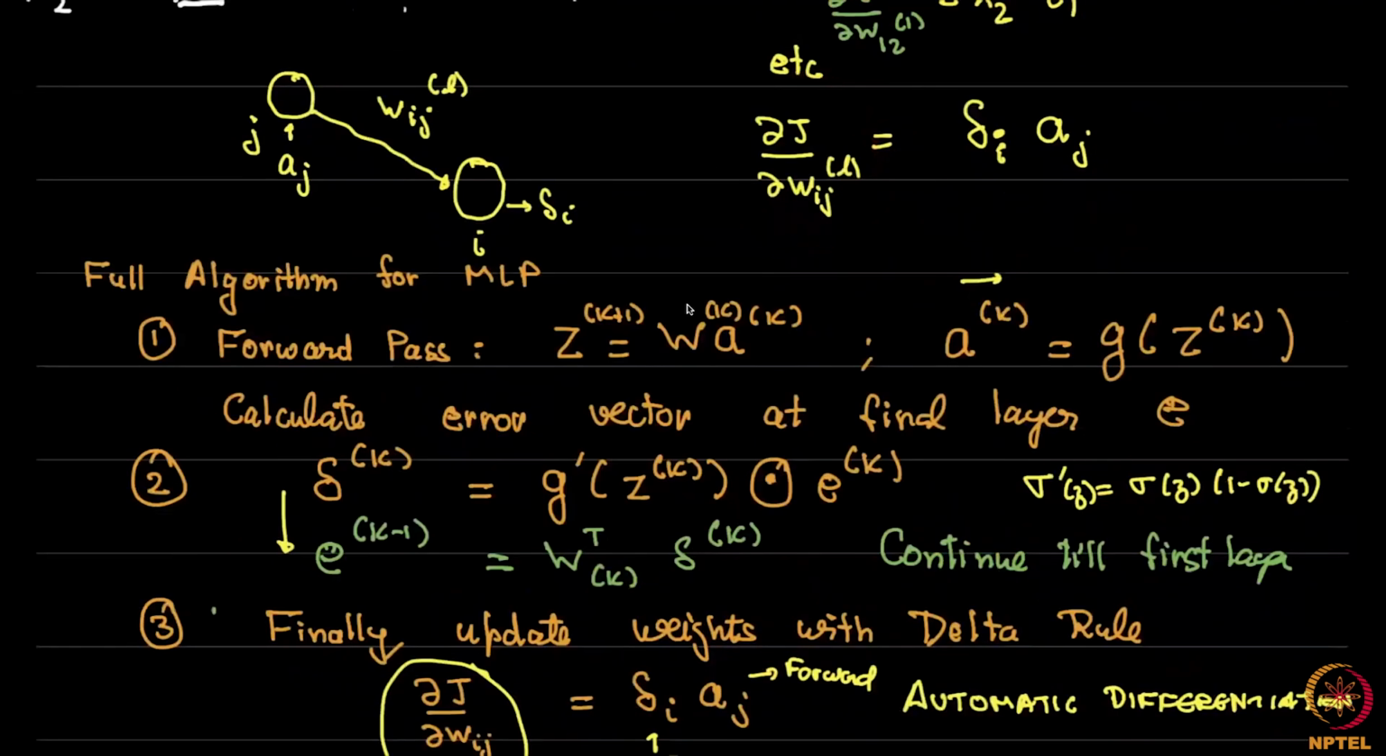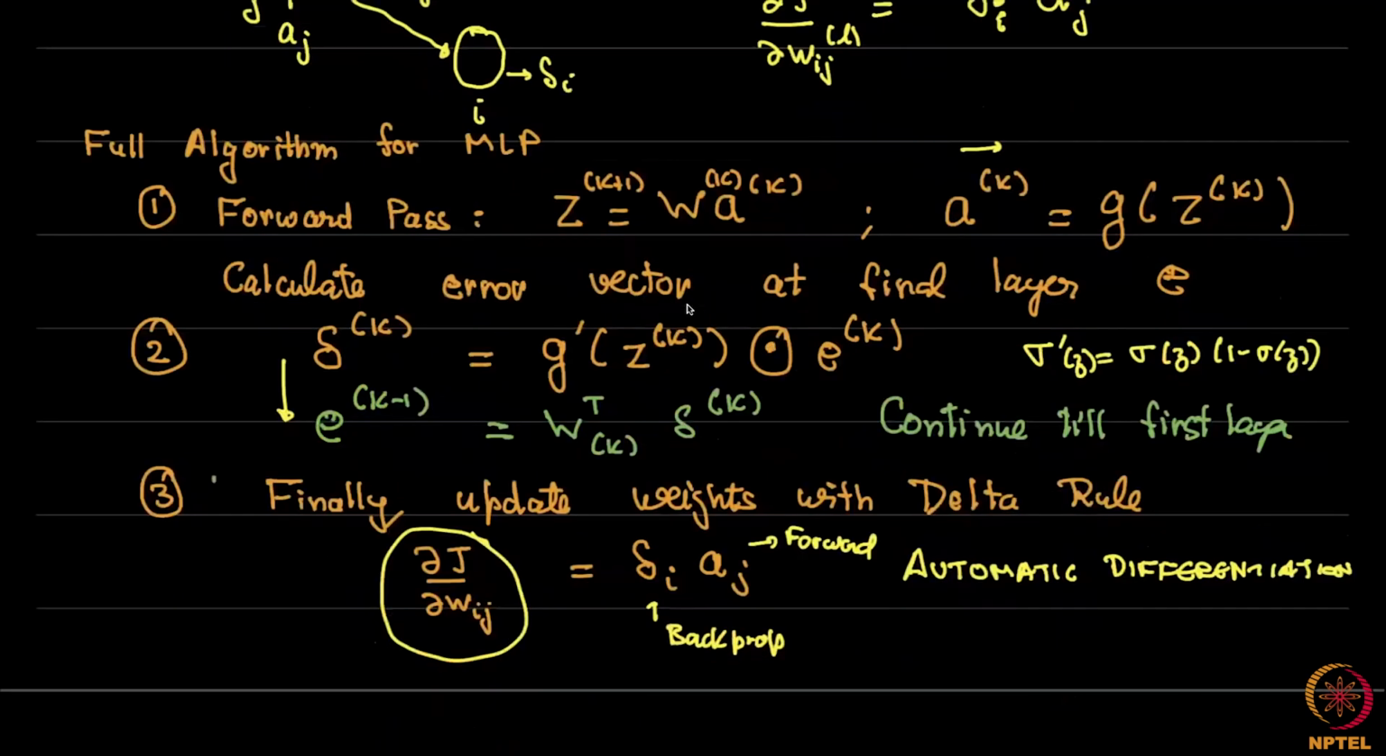Finally, when we want del J by del W_ij, we have to take the error of the output, the error of the Z of the output, multiplied by the activation of the input. Remember this entire dance of taking E as W transpose delta, when Z is W times A. So you will see that E_(k-1) is W transpose times delta_k.